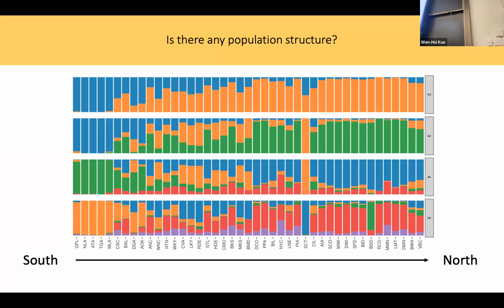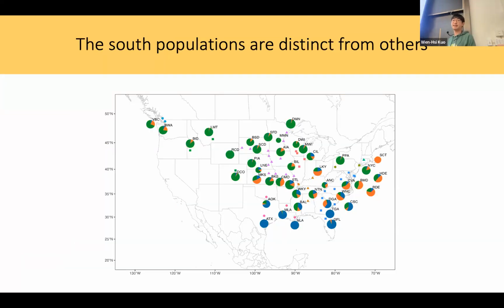And if we arrange the populations by their latitudinal location, we can see a nice pattern from south to north. We also find the 5 southernmost populations look distinct when the ancestral population number is set to K equals 5. They somehow stand out. It can be better visualized on the map. As you can see, the southern populations seem to have a different genetic composition than the other North American populations.